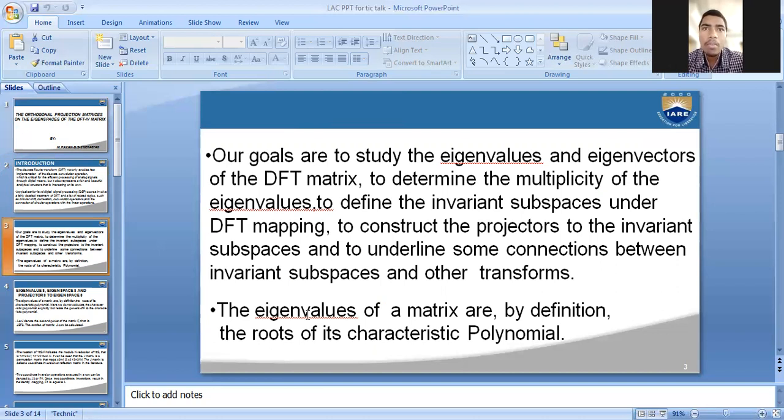The eigenvalues of a matrix are by definition the roots of its characteristic polynomial. Next, we move on to the next slide to learn more.